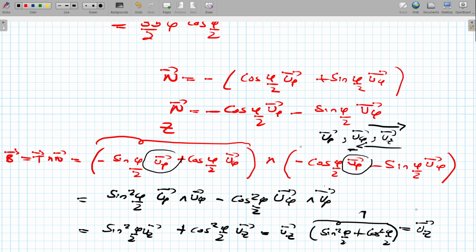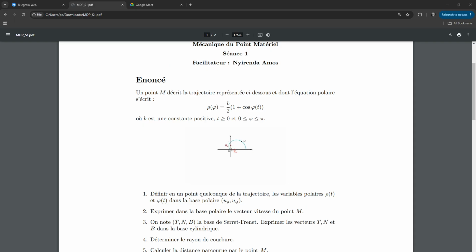So let's look at the 4th exercise. What is the 4th exercise saying? The 4th exercise is saying that we determine the radius of curvature, le rayon de courbure, the radius of curvature. So how do we find the radius of curvature?